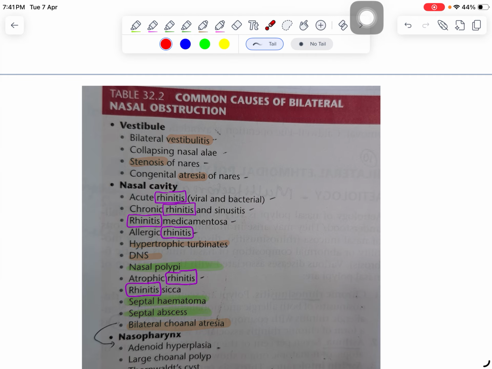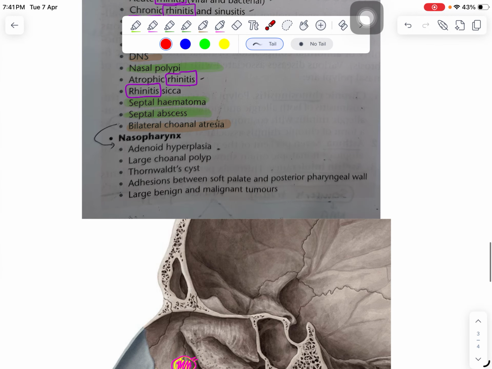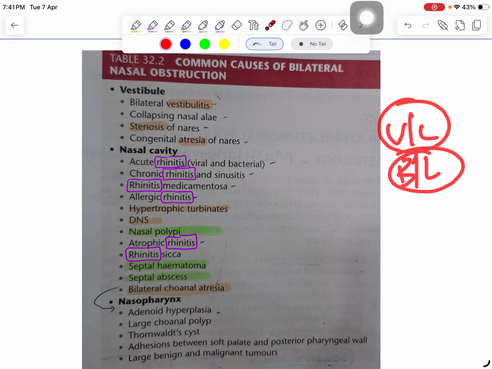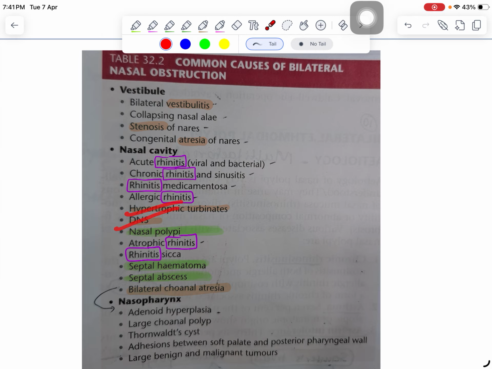As we have discussed, common here are marked with a red, that is vestibulitis, bilateral vestibulitis, stenosis of the nares, and congenital atresia of nares, as well as bilateral choanal atresia, which are very common to both unilateral and bilateral. Common causes. These are the common causes: hypertrophic turbinate and DNS. So these are done.